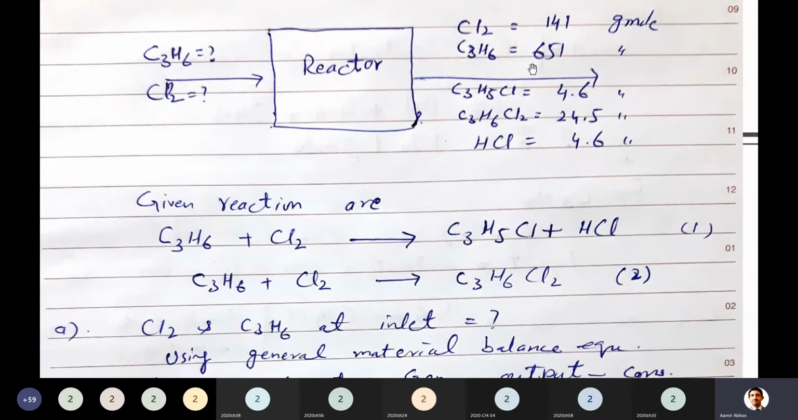We can write the basis based on anything which is given here or provided as a product. For example, in the product stream or the outlet stream, any of these values you can take as a basis. Fine.